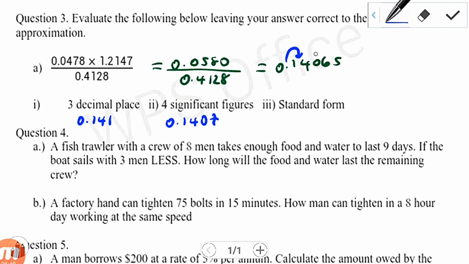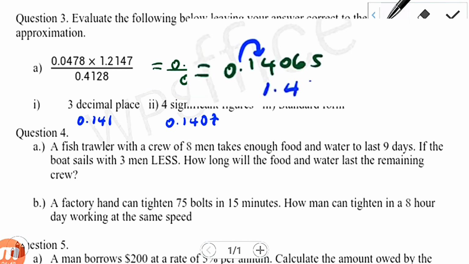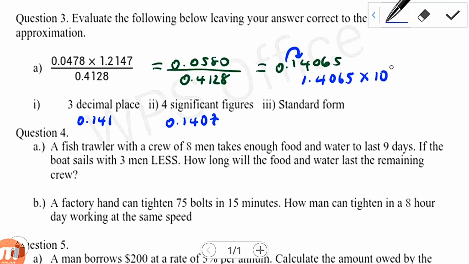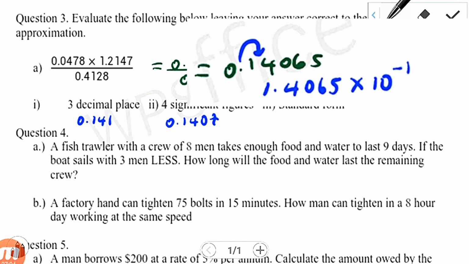Well, 1 is our first non-zero digit. So by moving the point one place to the right, I'll end up with a new number of 1.4065 multiplied by 10. Once you jump the amount of places, that becomes your integer or your power, but the direction in which you're jumping here is right, so my power here is -1.